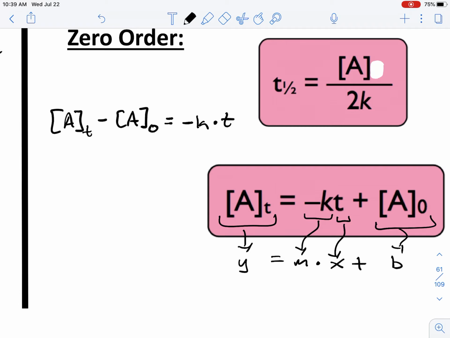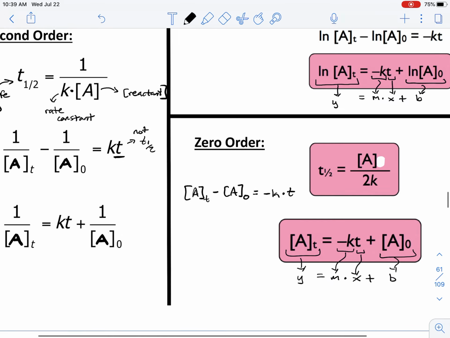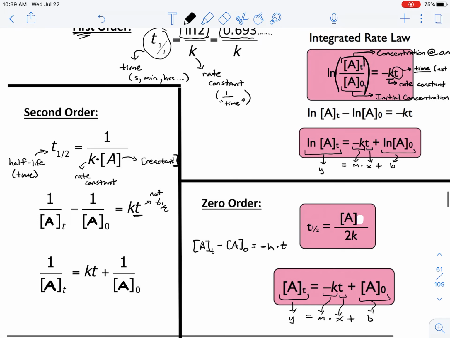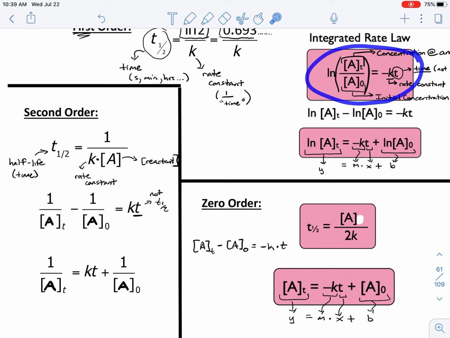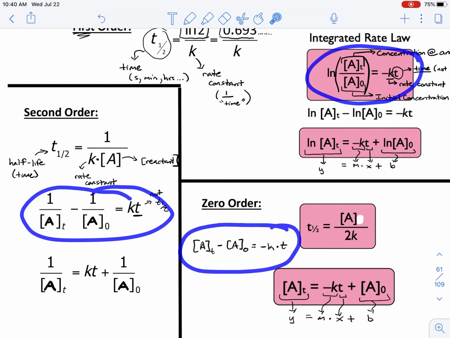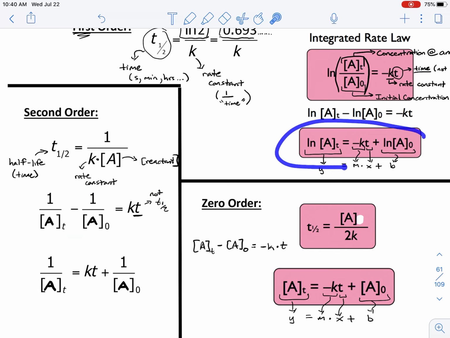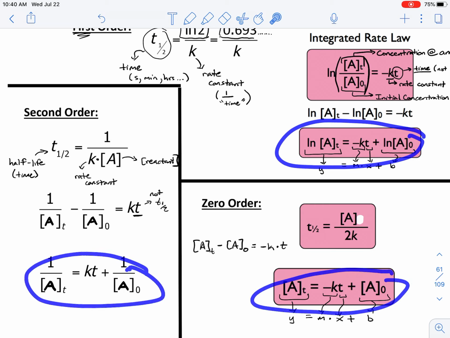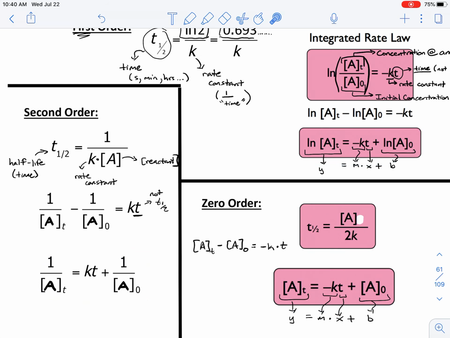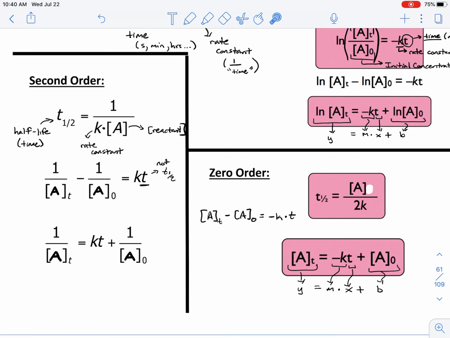Okay, and so I'm going to zoom out real quick. So this shortened version of the integrated rate law for first order is analogous to this form for second order, which is analogous to this form for zero order. This form, and this form are all of the expanded forms for the integrated rate laws. And you guys can go ahead and use those equations that I just circled.